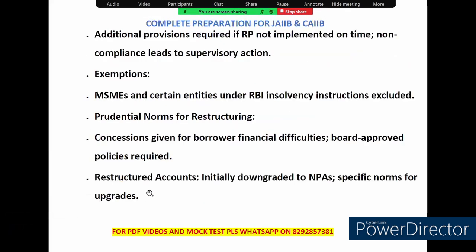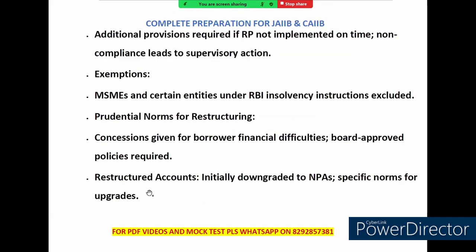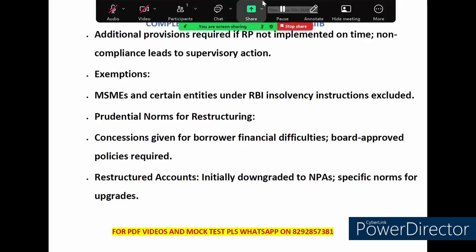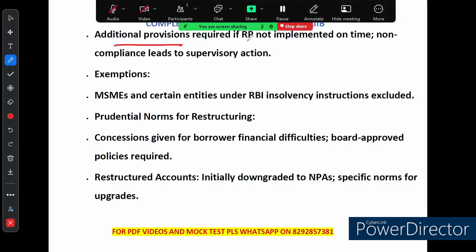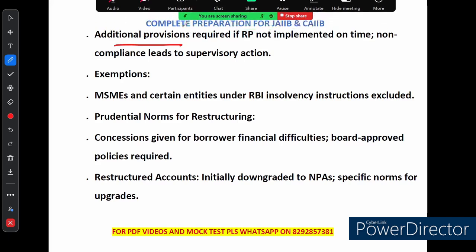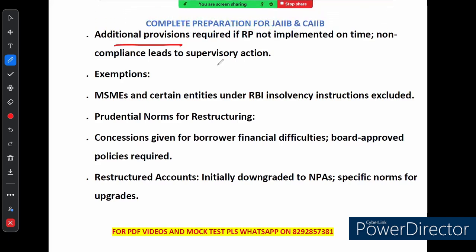Now let's talk about the delayed implementation. Let's go over what happens with the delayed implementation of a resolution plan. If the resolution plan, in short it is called RP, is not implemented on time, the bank must set aside extra provision. If they don't comply, the RBI may take supervisory action against them. There are some exemptions, right? Small businesses or MSME and entities covered under a special RBI insolvency rule are excluded from this requirement.